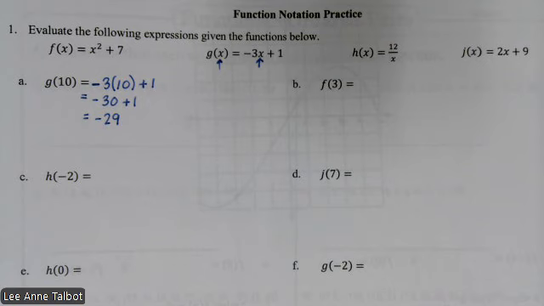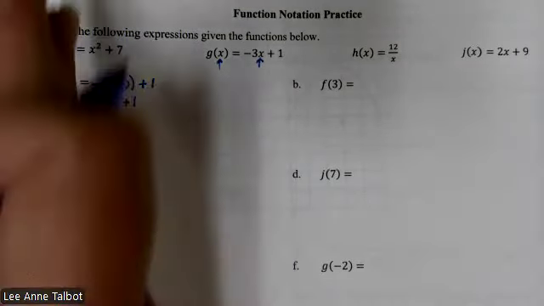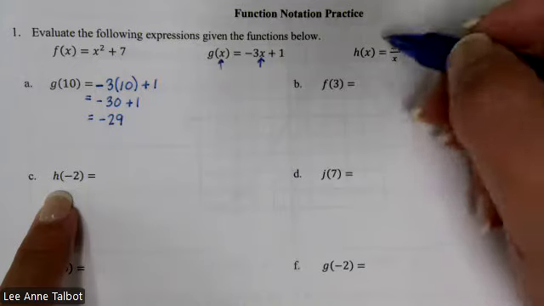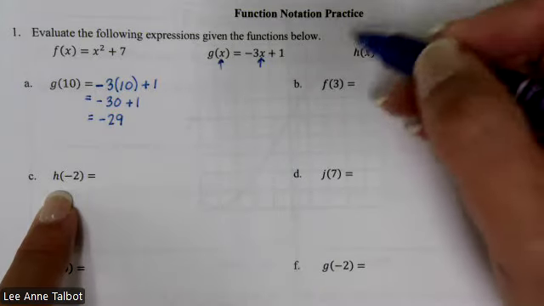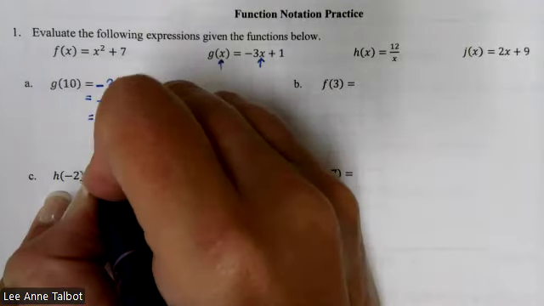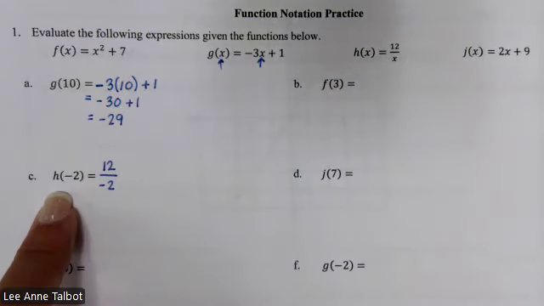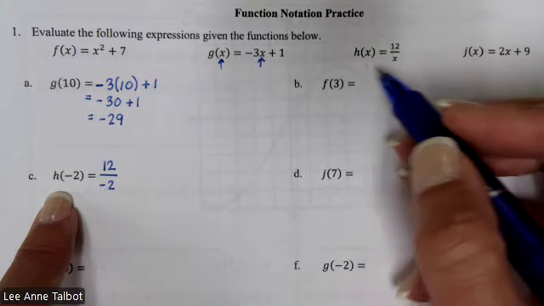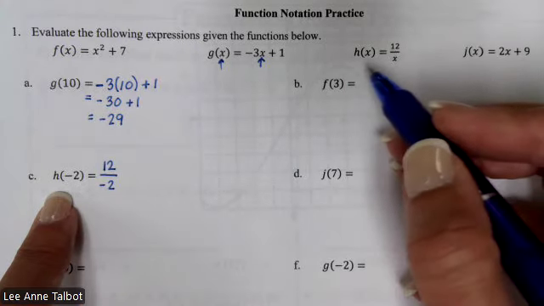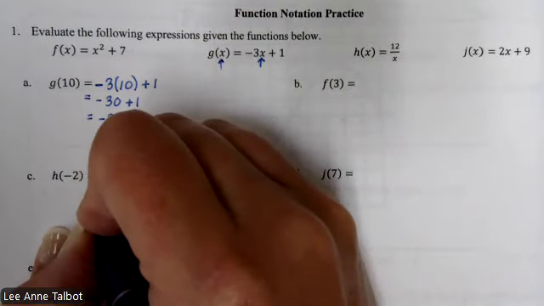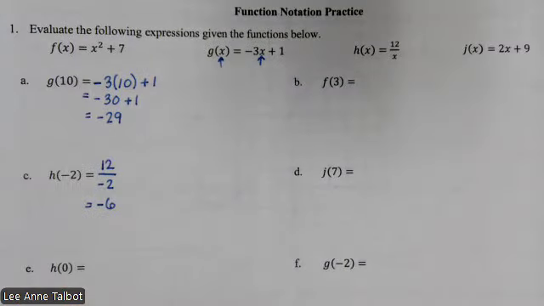You guys get the hang of what we're doing? Okay. And I'm going to go down the left side. So you guys are going to do the right side on your own, but I'm going to do the left side with you. H of -2. H is right here. This one is H. So 12 divided by x, and x is -2. This one is H. And 12 divided by -2 is -6.